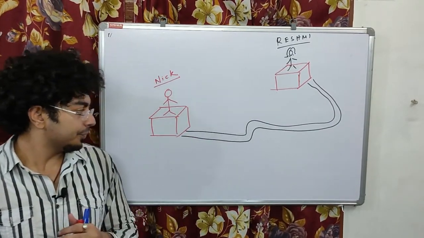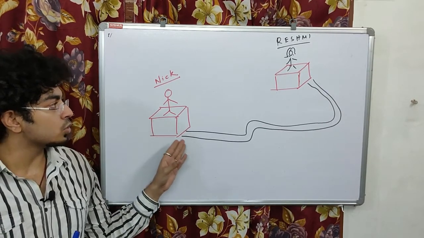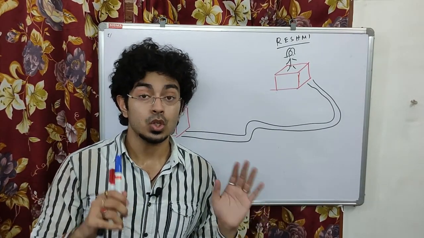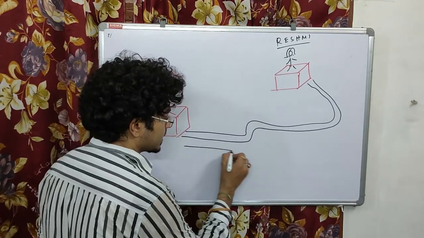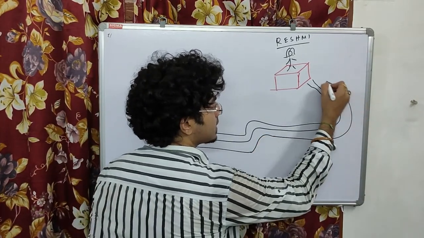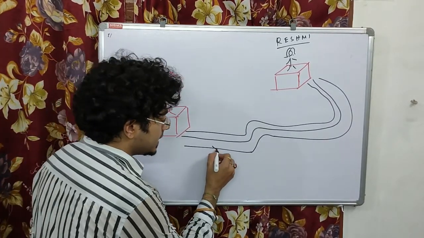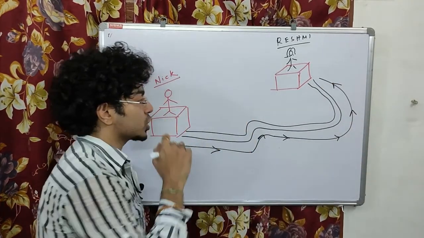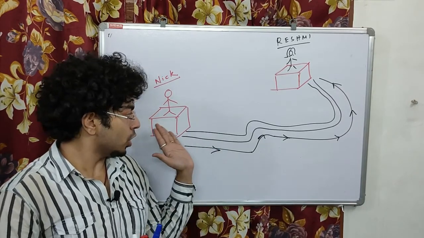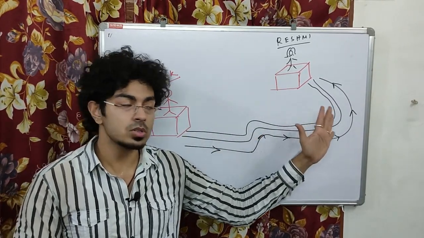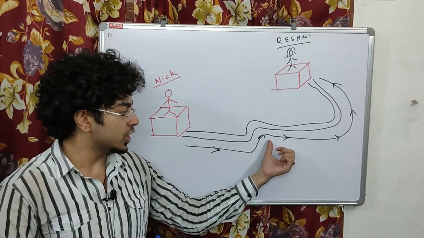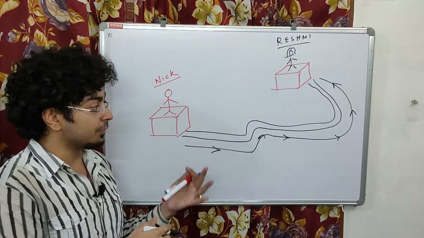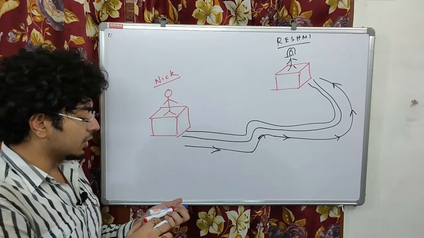So if I say Nick is moving from his house to meet his friend Reshmi, then he has to move a certain distance. So what is the distance? Nick has to move like this, along this, again this, in this way. This is the direction he is moving in order to reach Reshmi's house. Now see, while moving from his house to his friend's house, he has to make certain changes in direction while moving, right?